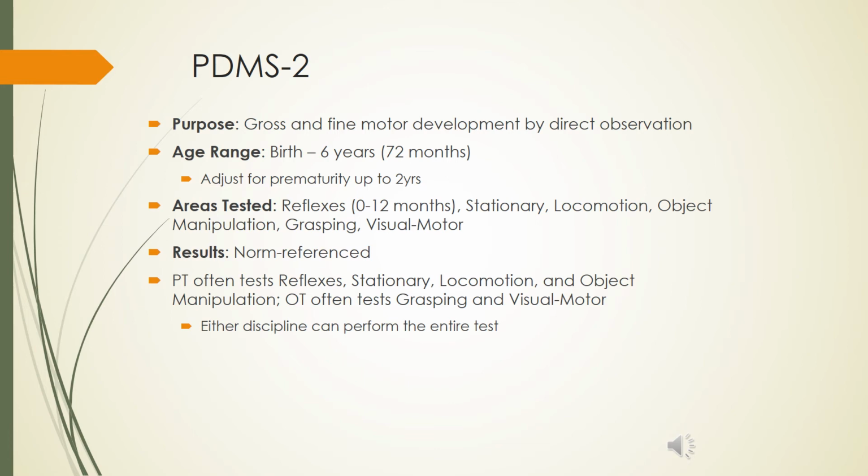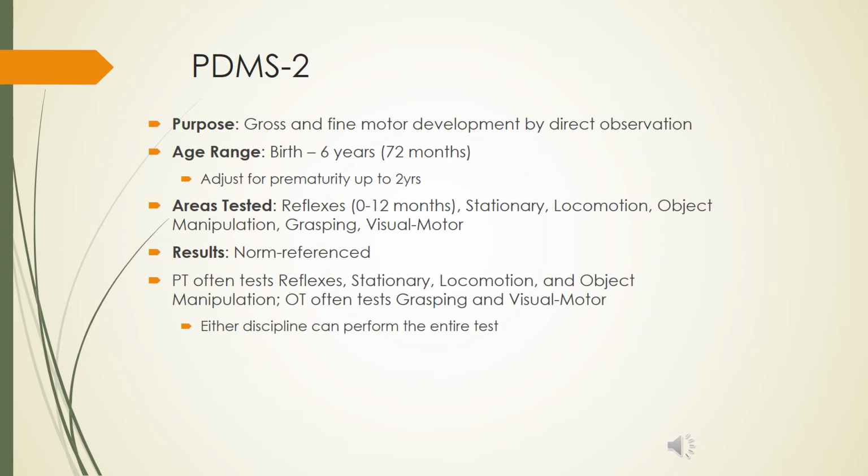The areas that it tests are reflexes, but you only look at that up until the kiddo is 12 months old. And then they have a stationary section, a locomotion section, and object manipulation, which you only do from 12 months old and older. So basically it takes the place of the reflexes section. And then fine motor areas of grasping and visual motor. These results are norm referenced, so you get a total score and you compare it to their age-matched peers. Typically, when we're doing this test, the PT will look at the reflexes, stationary, locomotion, and object manipulation sections, and the OT will do the more fine motor type of sections.